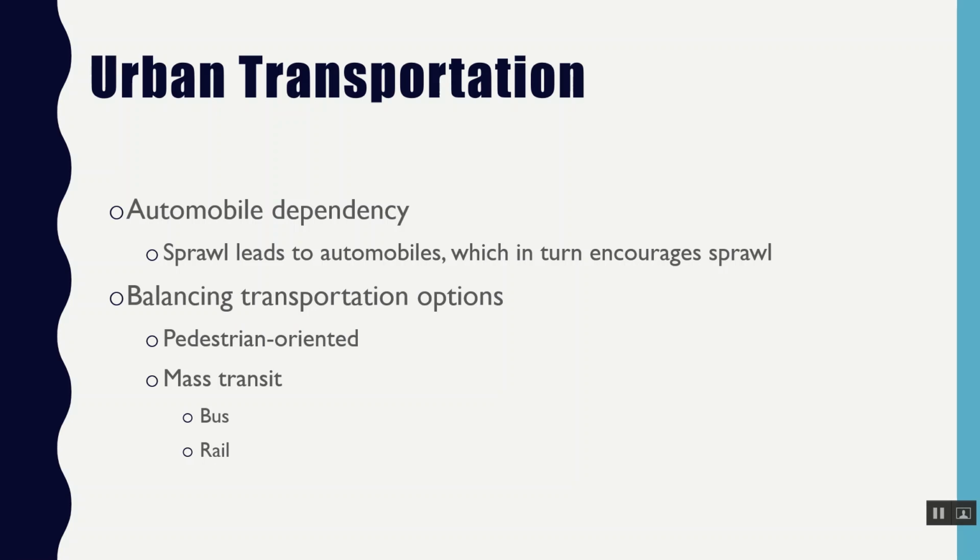So we want to balance transportation options. We want to have good mass transit, including bus and rail, and things that are pedestrian oriented. So that new urbanism that I talked about before, there's one outside of DC where you can walk to everything in there, but then it's also very accessible to the mass transit that gets you into the city.